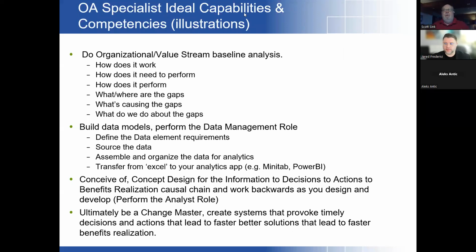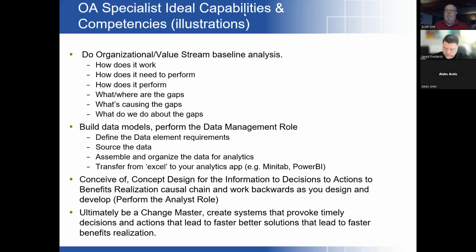one of the first things you have to do is really understand the organization or value stream that you're focused on. So you have to be able to answer the question, how does it work? So that's process mapping, right? Draw pictures of how it works. How does it need to perform? What are the performance requirements?